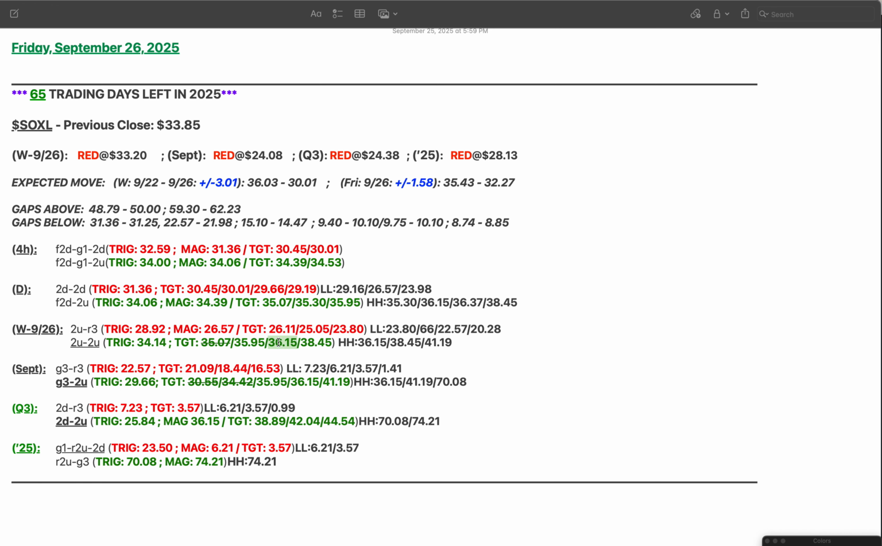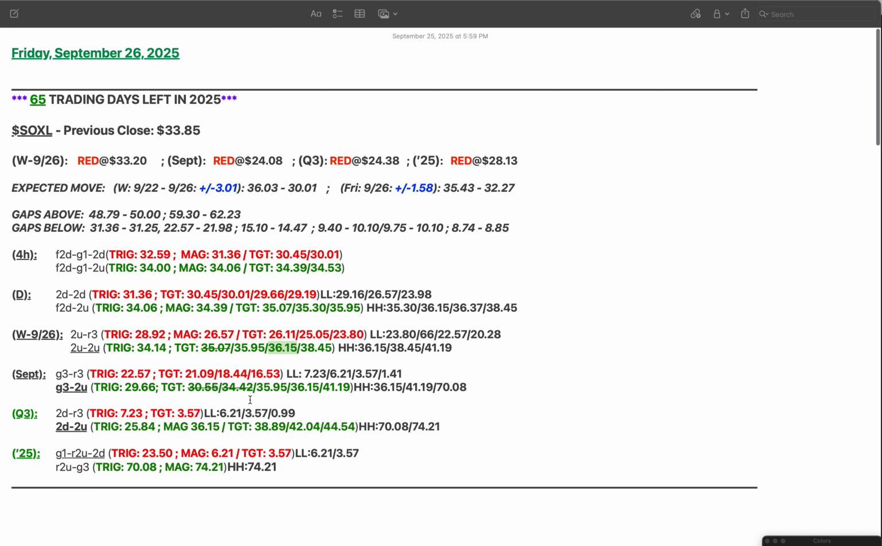But then we have the ultimate target, or the higher high on the week perspective, of 36.15, and the higher high on the month perspective as well at that 36.15. That rolls into the quarter, which is in the 2 down, 2 up, triggered at 25.84, but that magnitude is at 36.15 that we were talking about as well. So you see how it plays in on the quarter, the month, and the week. So that's really what the bulls are shooting for at the very least, is at 36.15.